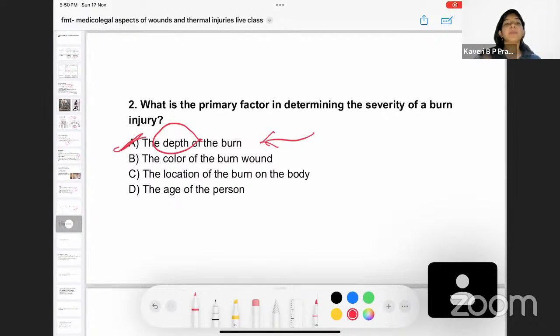Why? Because based on the depth of the burn only, we classify the burns into primary, secondary, and tertiary, based on whether only the skin or the superficial tissues are involved, or if it involves the epidermis, upper dermis, or the lower dermis, we classify the wound.